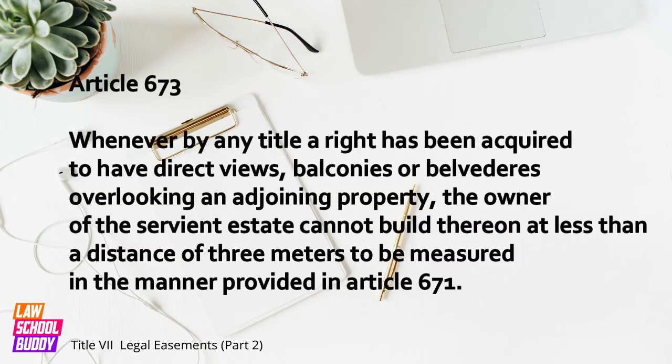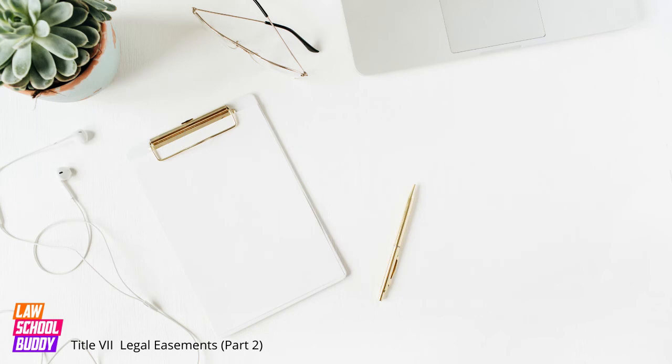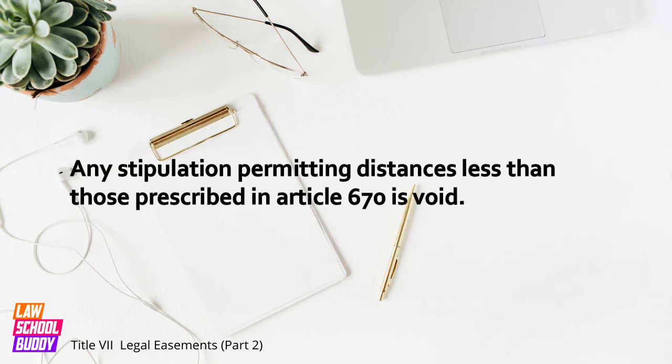Article 673. Whenever by any title, a right has been acquired to have direct views, balconies or belvederes, overlooking an adjoining property, the owner of the servient estate cannot build thereon at less than a distance of 3 meters, to be measured in the manner provided in Article 671. Any stipulation permitting distances less than those prescribed in Article 670 is void.